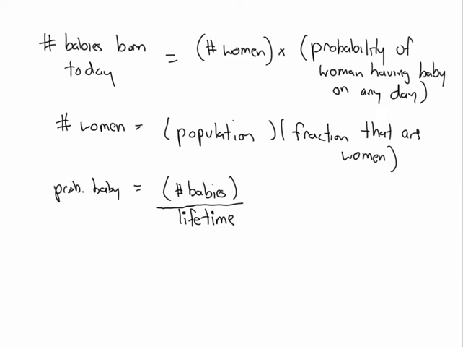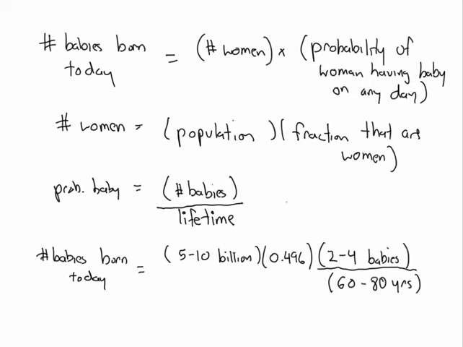And then the probability of having a baby on any given day is just the number of babies that a woman is likely to have in their lifetime divided by their lifetime expressed in days. So when we put all of the ranges in, we get that the number of babies born today is 5 to 10 billion people, 0.496 of which are women, times 2 to 4 babies per woman, divided by the lifetime, which is somewhere in the range of 60 to 80 years.